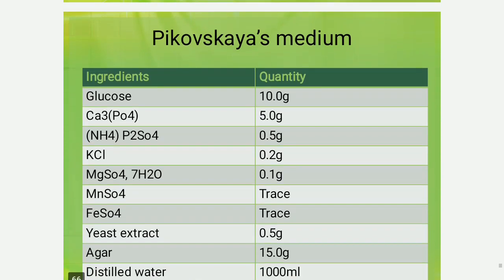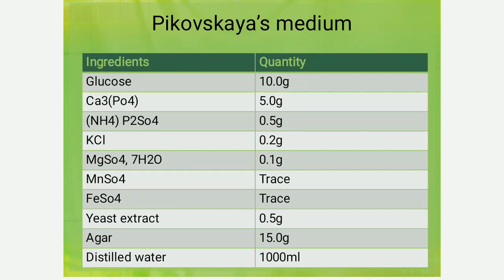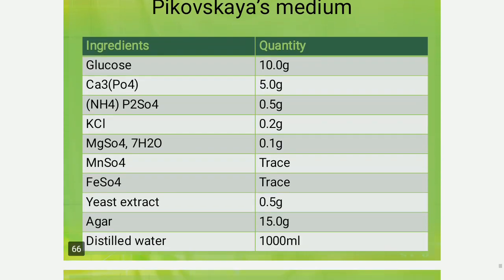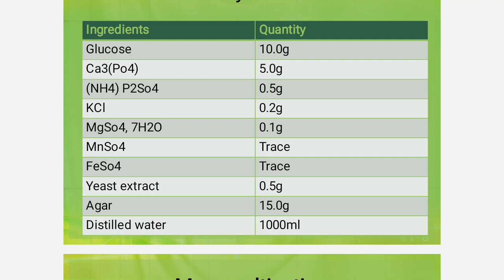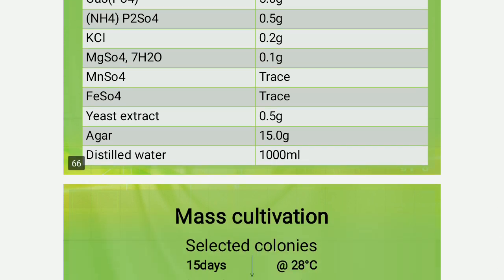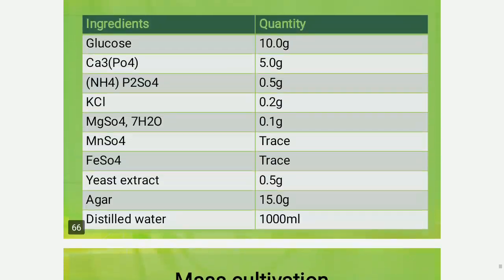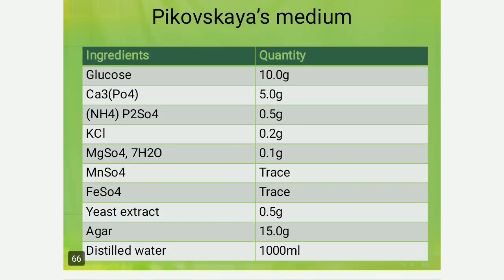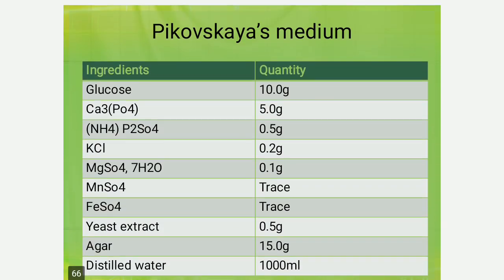And what is the media used for this? Pikovskaya's medium is used, wherein glucose, calcium phosphate, then ammonium phosphate, KCl, magnesium sulfate, manganese sulfate, iron sulfate along with the yeast extract is used. Take a look at Pikovskaya's medium which is used for PSM.